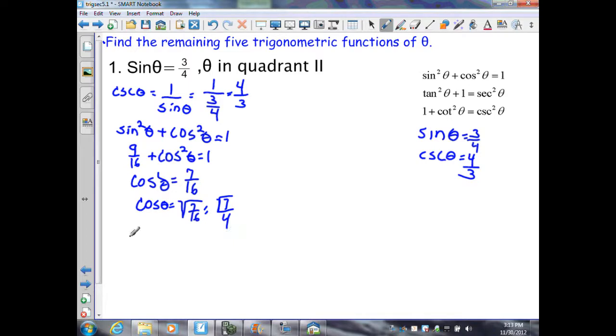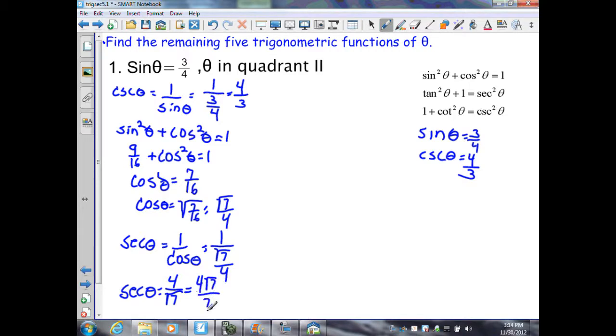But I also know that secant theta is equal to 1 over cosine theta, which is equal to 1 over the square root of 7 over 4. Therefore, secant theta is equal to 4 over the square root of 7. Now what I need to do is rationalize, which gives me 4 square roots of 7 all over 7.